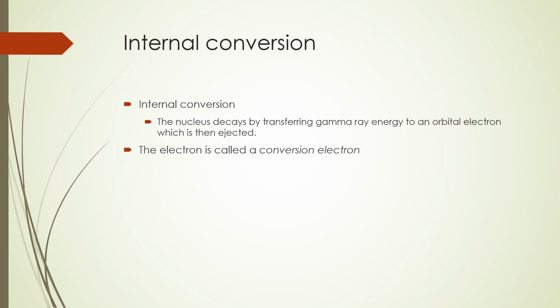An alternative to isomeric transition is internal conversion. The nucleus decays by transferring gamma ray energy to an orbital electron, which is then ejected. The result is a process where outer electrons again fill the inner vacant shell, and these transitions can result in characteristic X-rays or Auger electrons as described previously. The electron is called a conversion electron. Its energy is the difference in gamma ray energy and binding energy of the shell the electron is ejected from.